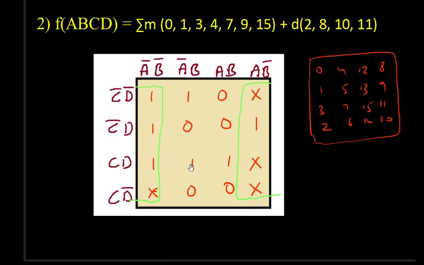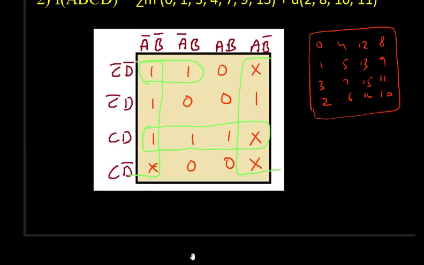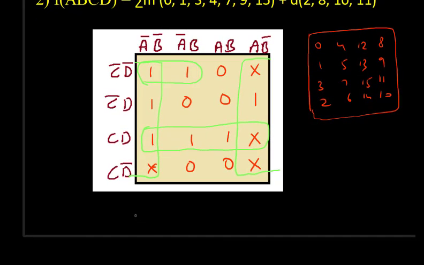Next, we have to take care of these three ones. In these three ones, can we find an octet? We don't find an octet, but we find a quad. This don't care can be used again, and this one can be used again. Now with respect to this one, we can't find any quad, so we are left with a pair. So in this case we have an octet, a pair, and a quad.